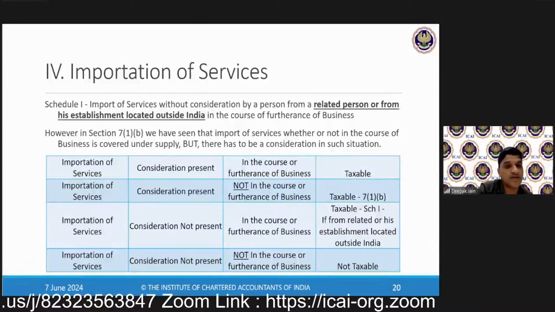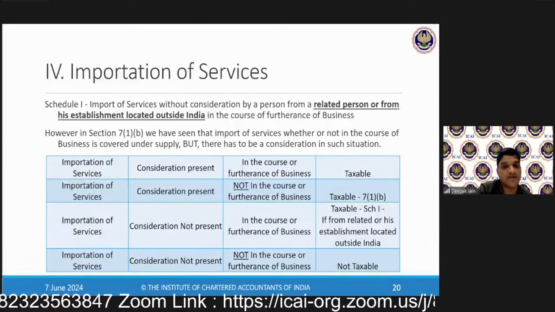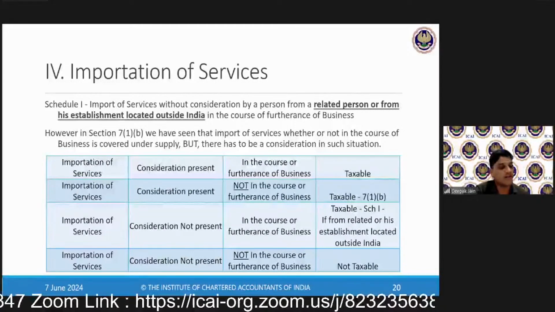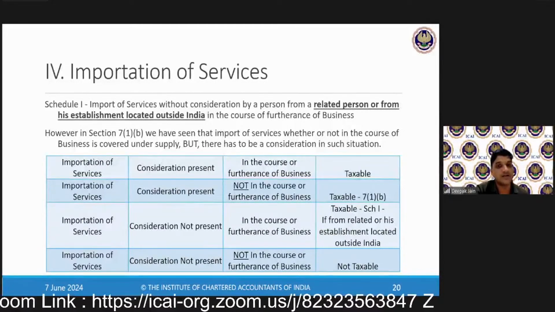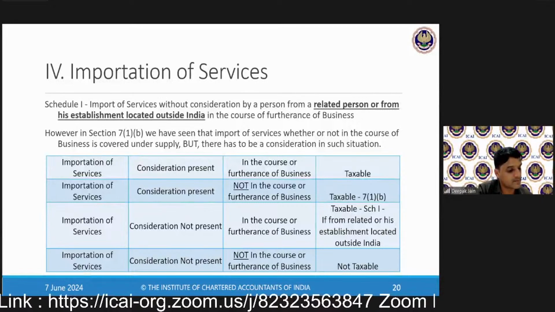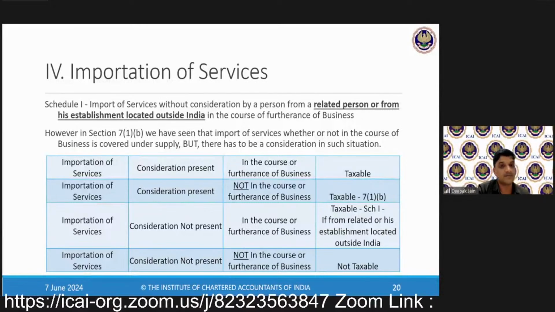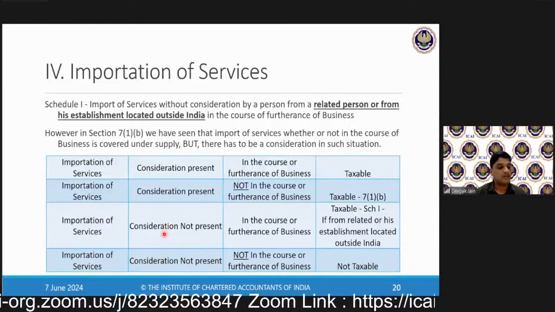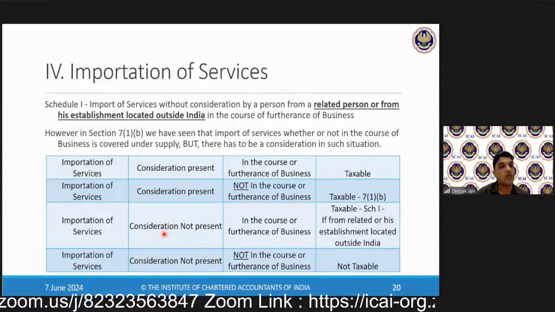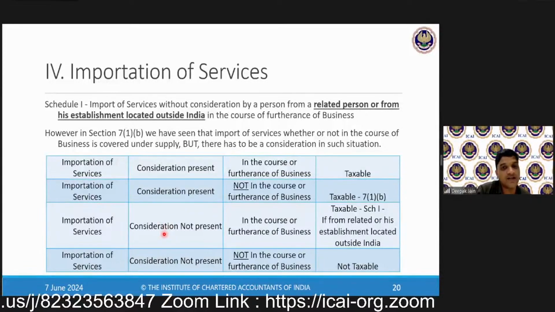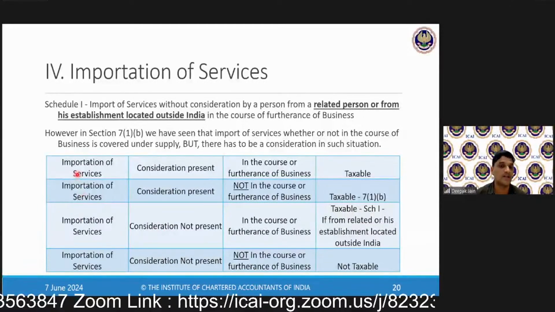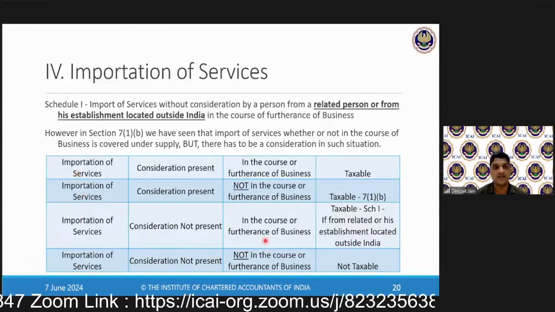Schedule 1 says import of services without consideration by a person from a related person or from his establishment located outside India in the course or furtherance of business. Right? However, in section 7(1)(b), we have seen that import of services, whether or not in the course of furtherance of business, is covered under supply, but there has to be a consideration in such case.